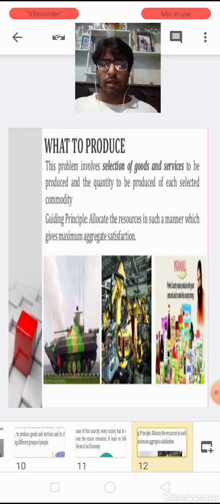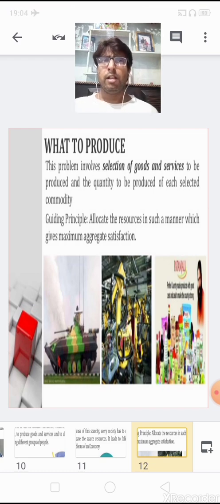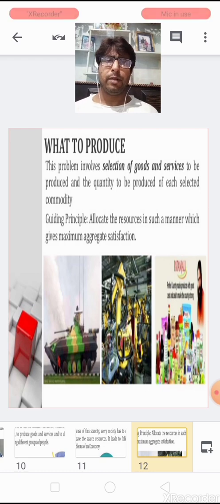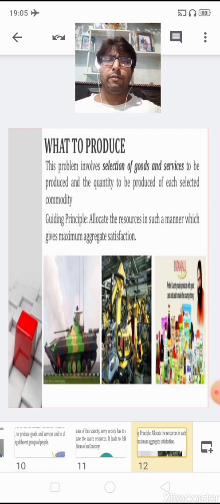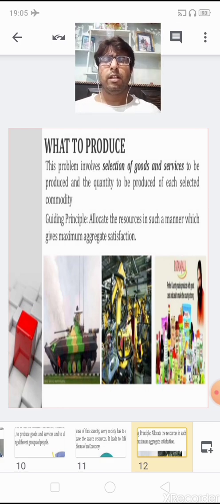Now, children, let me explain again. The goods are basically classified as consumer goods and capital goods. Consumer goods are those goods which are needed for present consumption, like sugar, bread, butter, and capital goods are those goods which are needed for further production and future growth. Hence, it is the problem of choice, allocation of scarce resources to different uses.